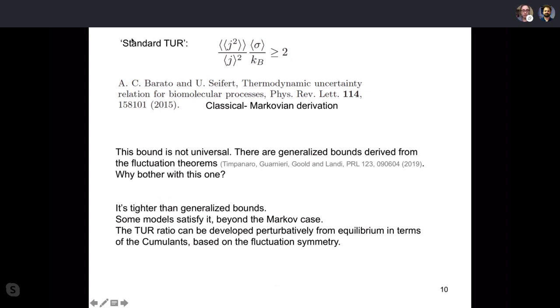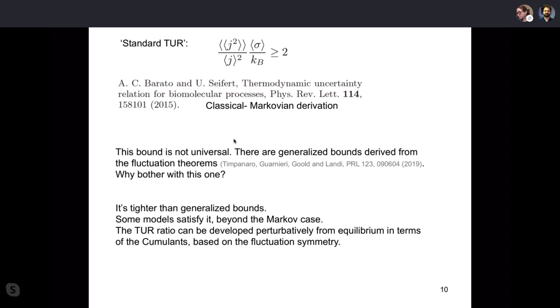So what do we have here? We have the entropy production rate, Boltzmann's constant, and the relative fluctuation. So that's the second cumulant and the average current squared. Now this bound, as we know, is not universal. And there are, as we said, generalized bounds.